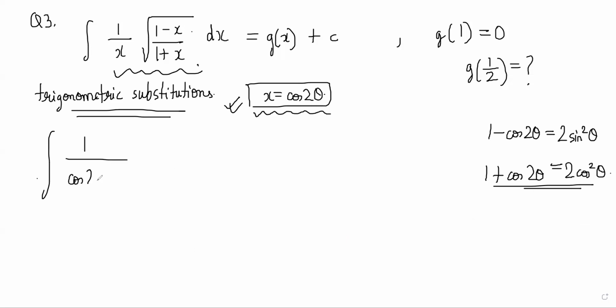It is 1 by cos 2 theta. Inside here it becomes tan theta, and dx is minus sin 2 theta multiplied by 2 d theta, right? The integration of tan theta, right? Right now, tan theta, how is it? There are many things, no? It's not just tan theta, no?